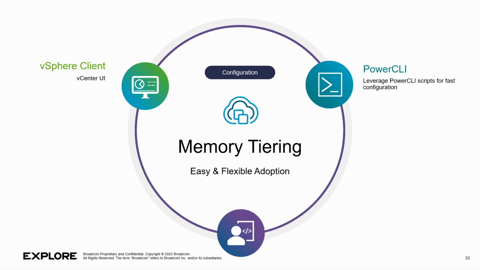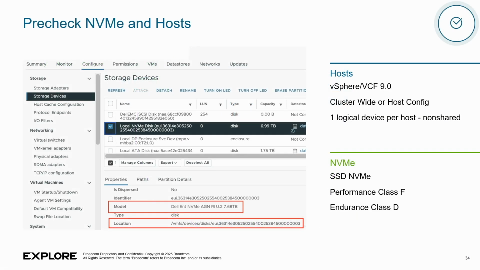Aside from ESXCLI, you can use PowerCLI, so you can script this and make it easier, and then most of the rest is done through the vCenter UI. So here's a quick look at step number 1. We go into a host and see the NVMe device, one logical device per host, whether it's just one drive or a RAID-backed logical device.